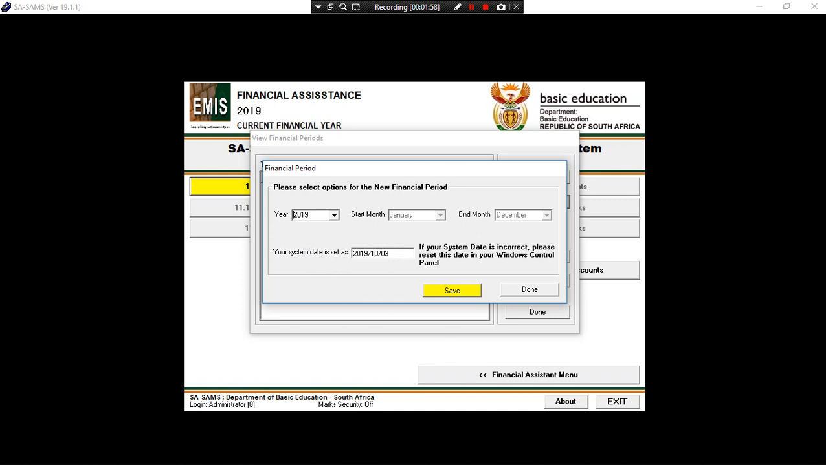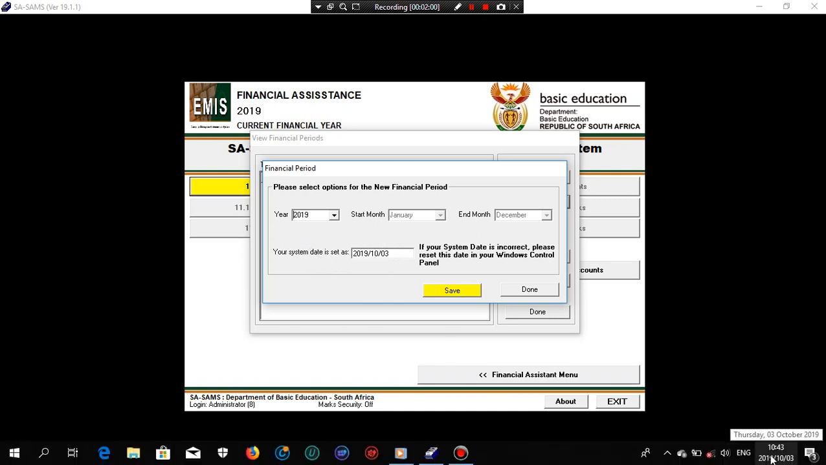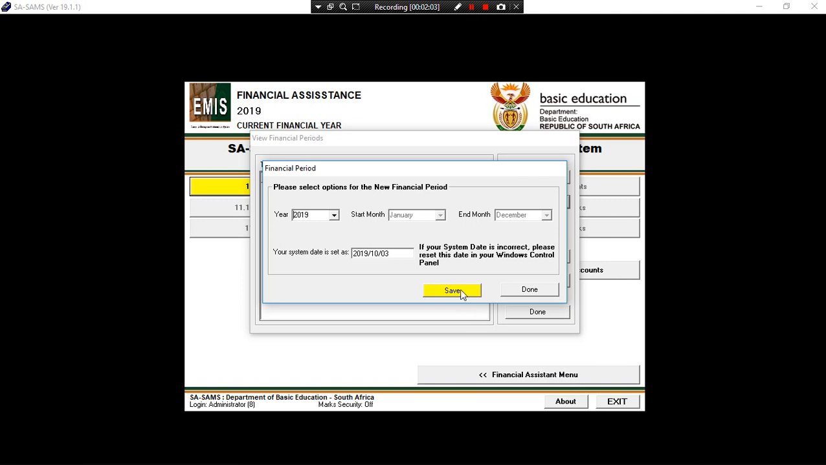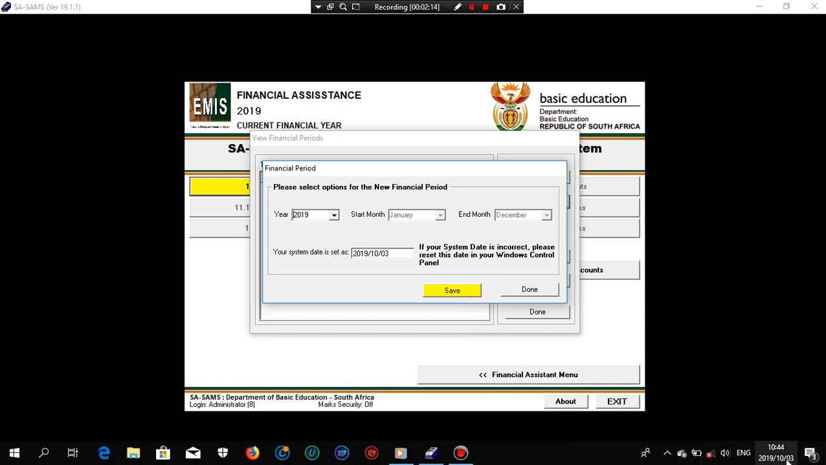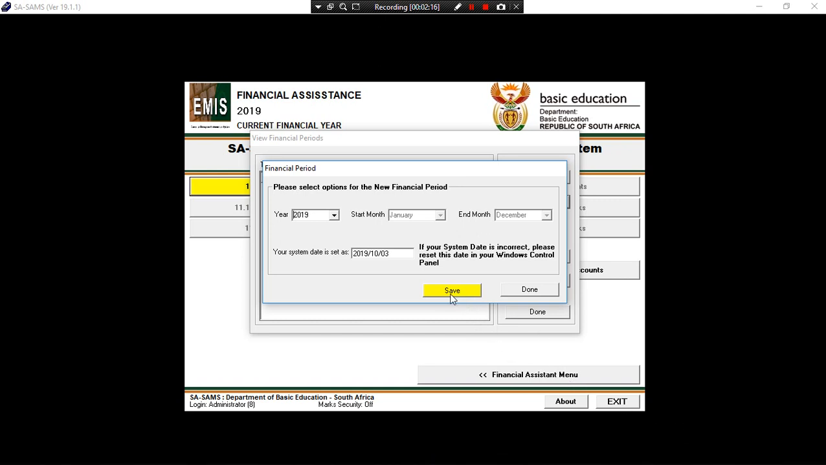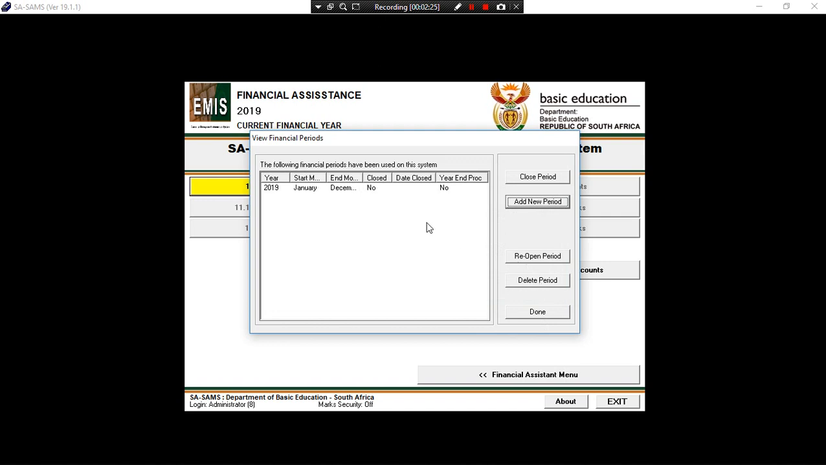This is your system date, which you also find here at the bottom right. Now you save. Often in SASAMS you always look where it's yellow. This is where you head next. So you validate that your system date is correct by checking it over here. If it's not, you switch off your SASAMS, you go back, you correct, then you return here, then you save. Okay, done. Now you have your financial period, which is open because under closed you see it says no. Then you continue by clicking done.